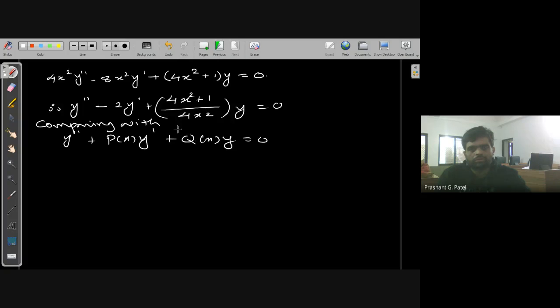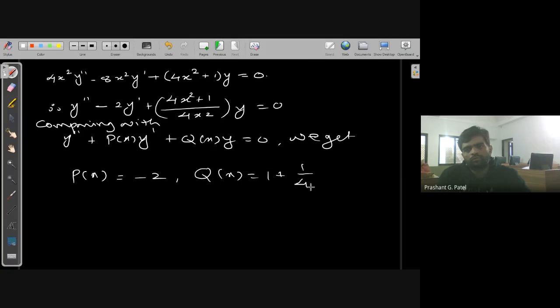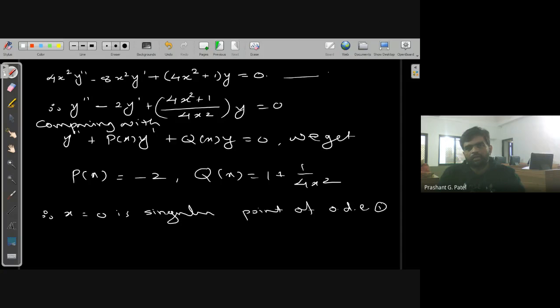with this, we get p of x is equal to minus 2 and q of x will be 1 plus 1 upon 4x square, because 4x square you can divide. So we can observe that x is equal to 0 is the singular point of ODE 1. We call this equation 1.